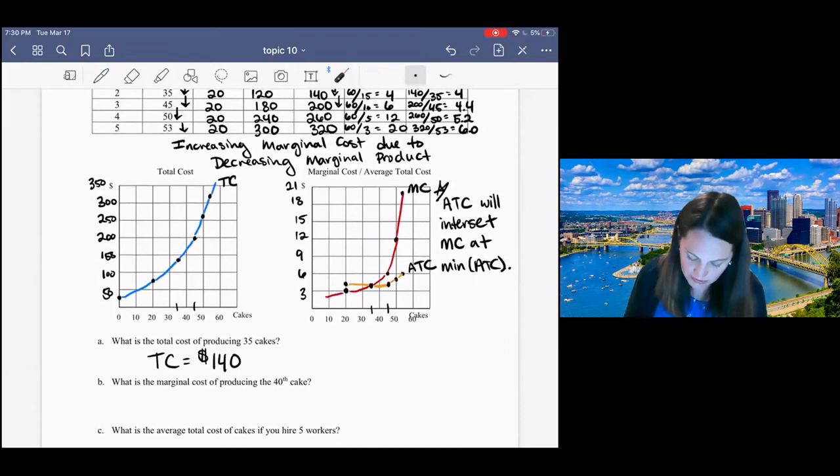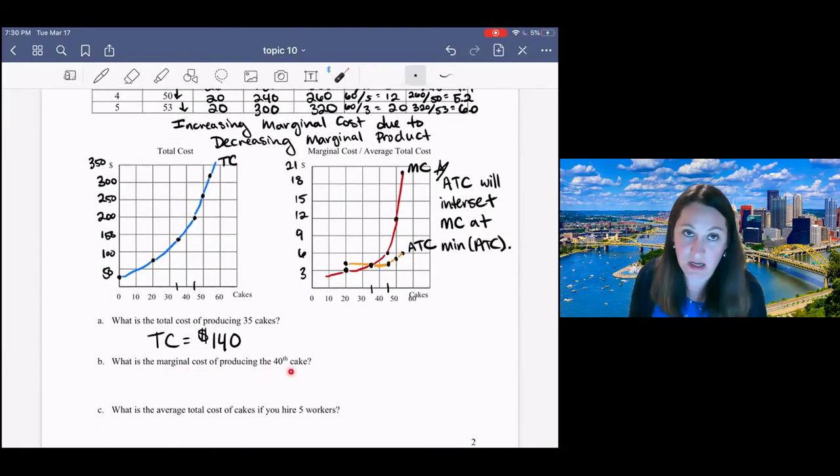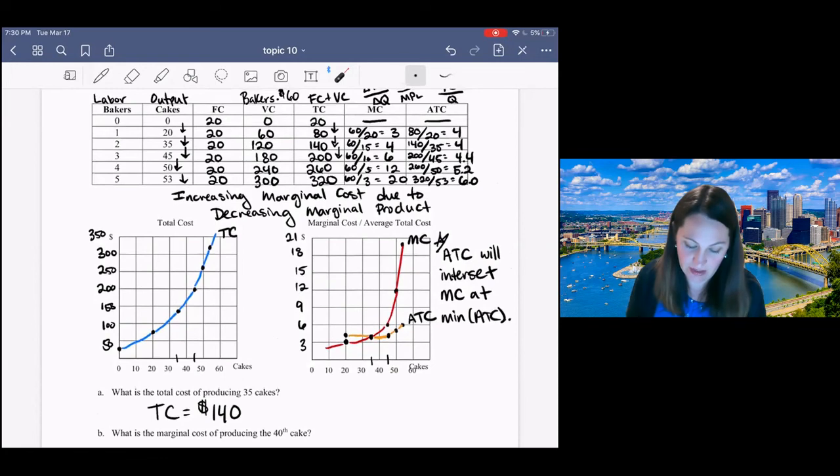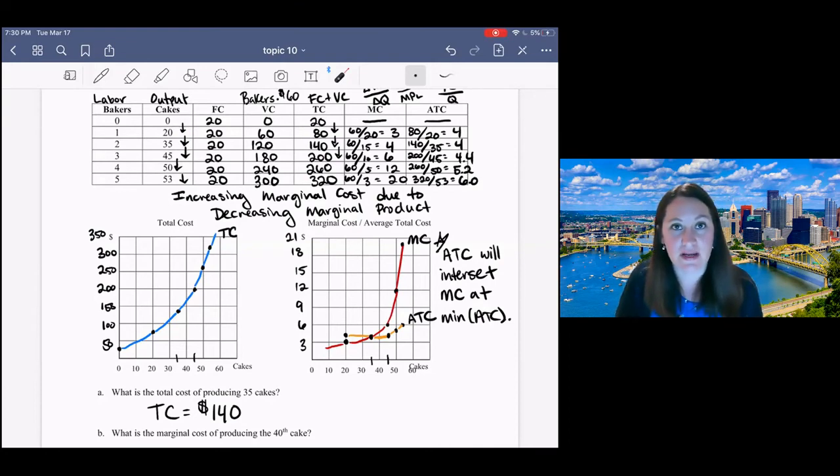The next question is a little trickier. What is the marginal cost of producing the 40th cake? Marginal cost of producing the 40th cake. When you look here at your cakes column, there is no 40 here, right? So the first thing we have to think about is, who produces the 40th cake? This here tells me the number of cakes I get depending on how many workers I hire. So I see if I hire 2 workers, I'm only getting 35 cakes. The third worker will produce the 40th cake, right? The third worker produces cake number 36, 37, 38, 39, 40, and so on.